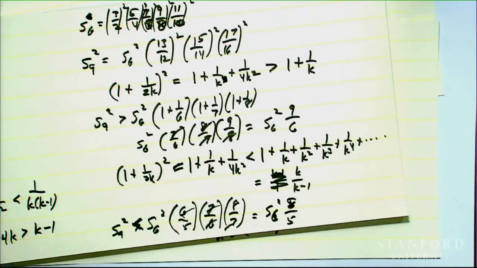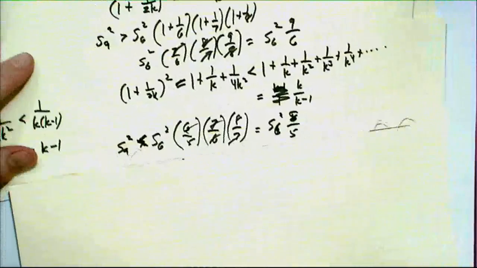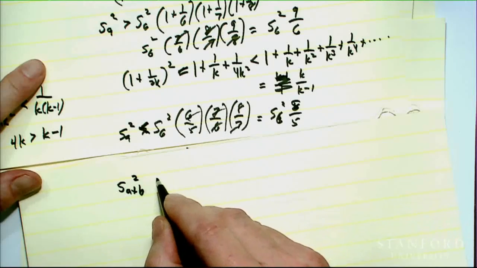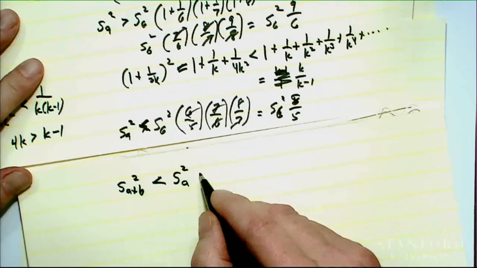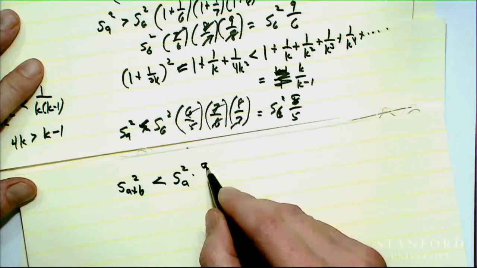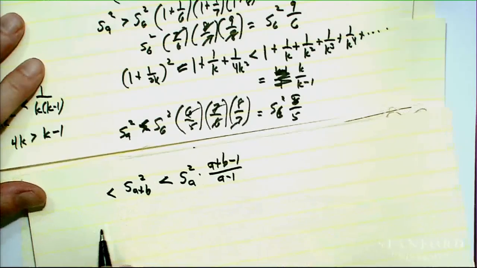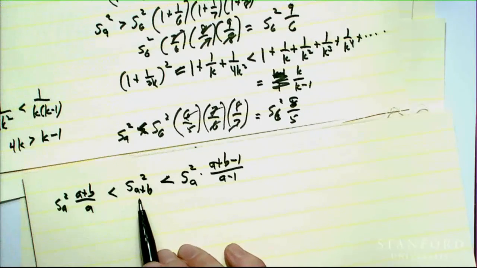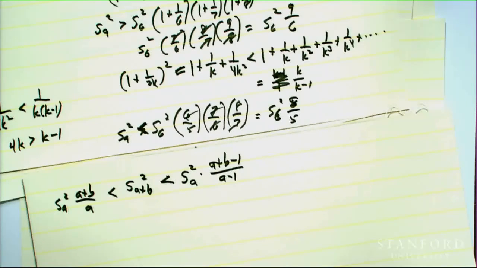Okay, so there's a nice relation. In other words, these Sn squares are fairly tractable, and to summarize what we could prove in general is that S of a plus b squared is less than S of a squared times a plus b minus 1 over a minus 1, and greater than S of a squared times a plus b over a. I'm pretty sure, like I took a equals 6 and b equals 3 in the previous case.